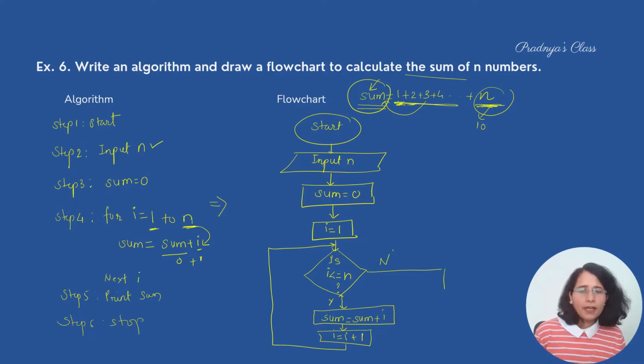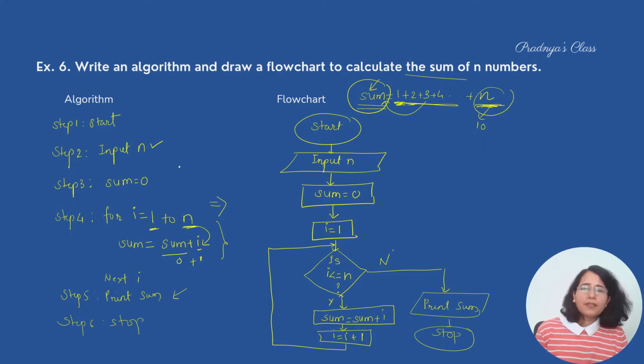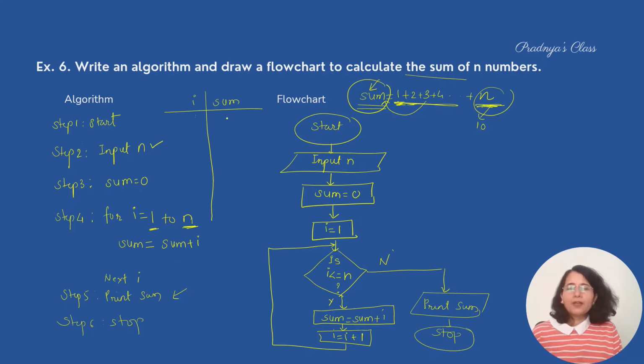So finally after calculation we are printing the value of the sum. So we are using this print sum and printing the value of it. After printing it we need to stop it. So I am going to use the oval shape to stop. In this way we have written the algorithm and we drew the flowchart. Okay, let me explain how this program is getting executed.